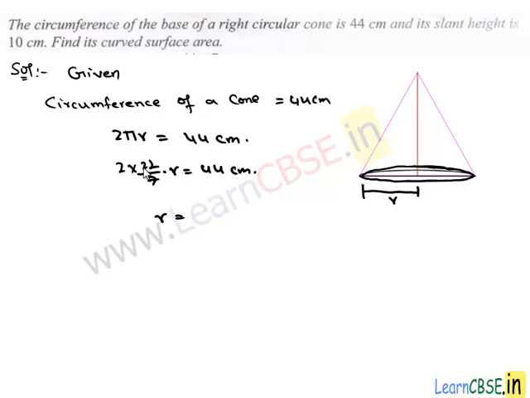To find the radius, we transpose all these terms, that is 2 times 22 upon 7 to left hand side. We get 44 divided by 2 times 22 upon 7. Here we have 7 on numerator. That is, the value of radius is 7 centimeters.